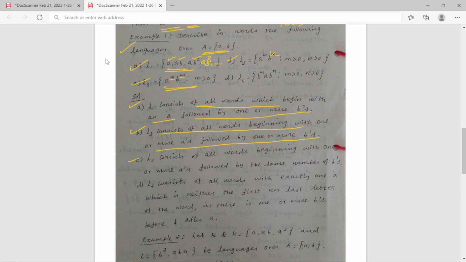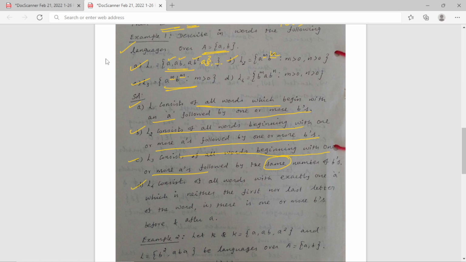Look at the power, both A and B have the same power. Look at here, both A and B have different powers. Okay. So here I have to write L3 as L3 consists of the set of all words that begin with one or more A's followed by the same number of B's.